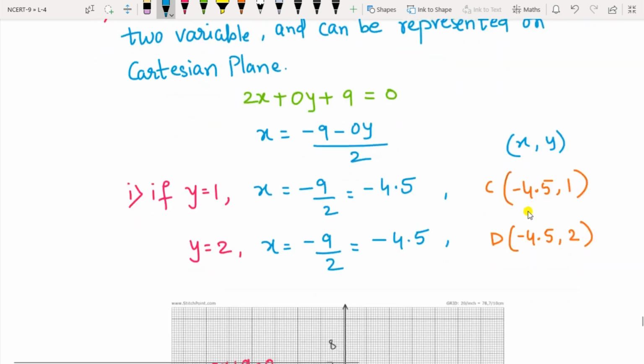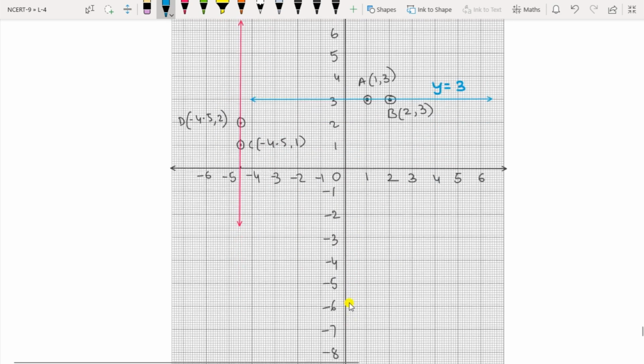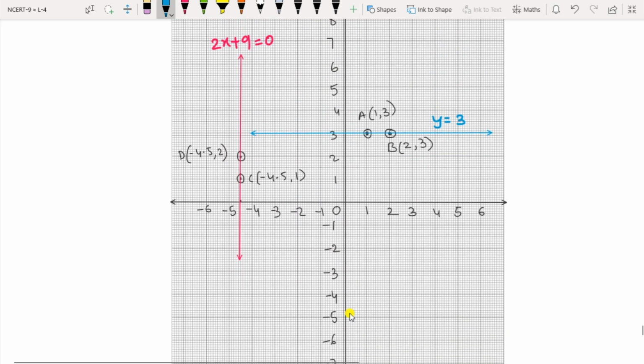Now for both the equations I have plotted the graph on one graph paper only. So this is for the equation y equal to 3, question 1, and this is for the equation 2x plus 9 equal to 0, the second equation. So when y equal to 3 is there, the graph will be parallel to the x-axis, and when only the value of x is there, y is not given, that graph will be parallel to the y-axis. Okay, so this was all about your exercise 4.3 and 4.4.